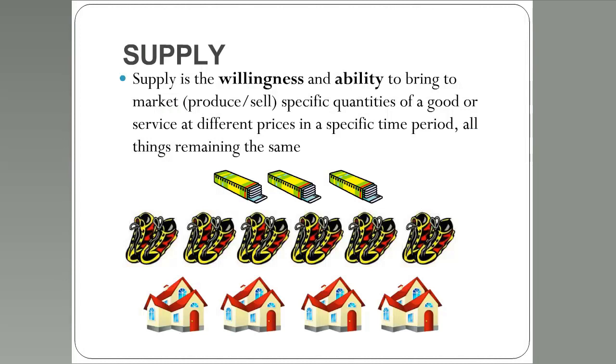Supply is the amount of goods available. It is the willingness and ability to sell specific quantities of goods at a certain price in a given time period. For example, if you have 3 packs of chewing gum, then your supply is 3. If you have 6 sneakers, then your supply is 6. If there are 4 houses remaining in a development, then the supply is 4.